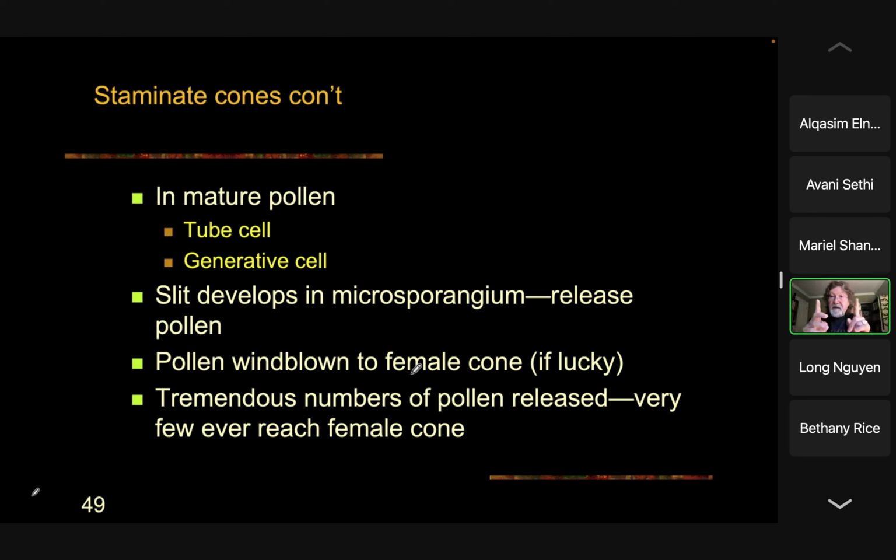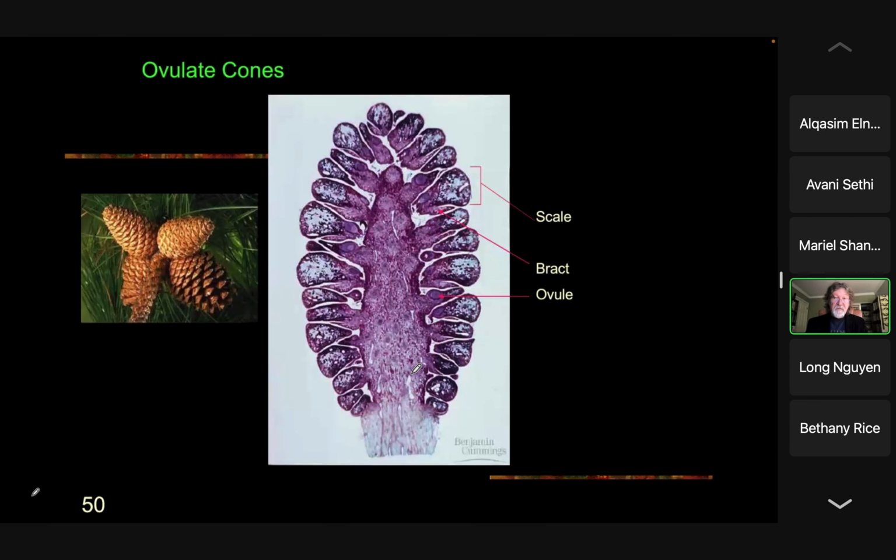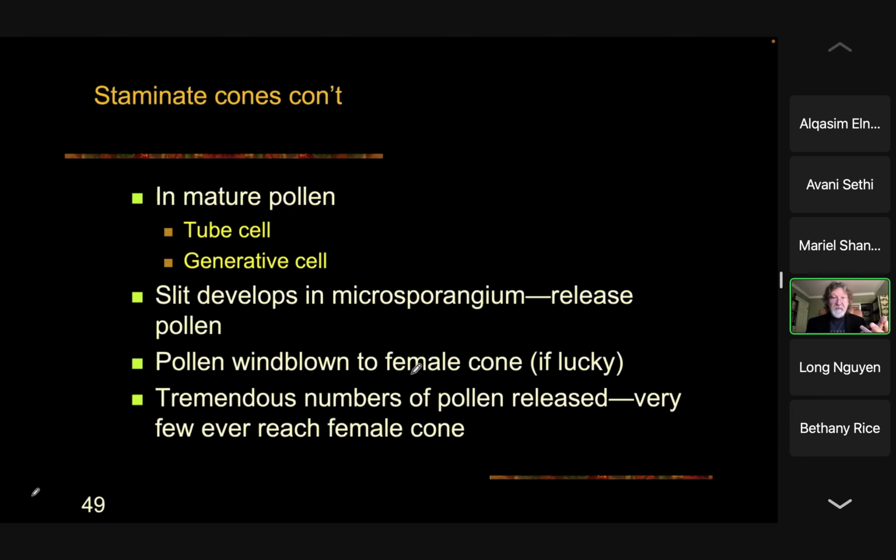Also, the reason conifers usually grow together in dense stands of the same species is because windblown pollen doesn't go very far. And therefore, the closer they are together, the higher the probability of the pollen reaching a female cone where the female gametophyte with an egg will be located. I'll go into how that works later. Female cones are called ovulate cones, but this is where I'll stop. Okay, any questions?